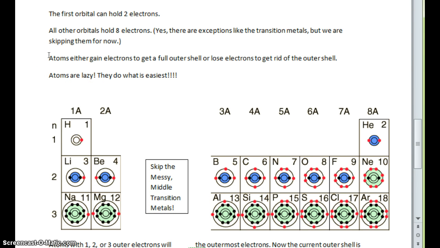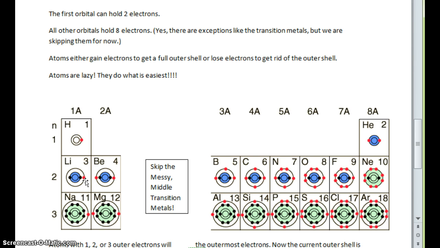Atoms either gain electrons to get a full outer shell or lose electrons to get rid of the outer shell. Atoms are lazy. They do what is easiest. All right, so if we look at the periodic table, you'll notice that hydrogen has a total of 1 proton. When it's neutral, it has 1 electron. Helium, 2 protons. When it's neutral, it has 2 electrons. Lithium, 3 protons. When it's neutral, it has 3 electrons. The first orbital is full, and now it has just 1 electron in the second orbital.